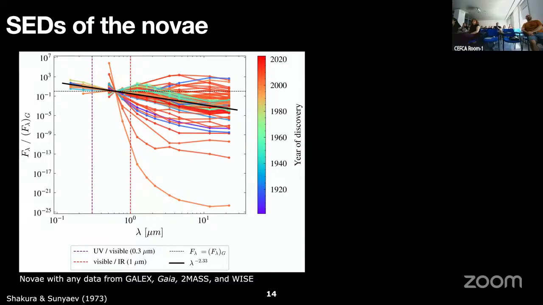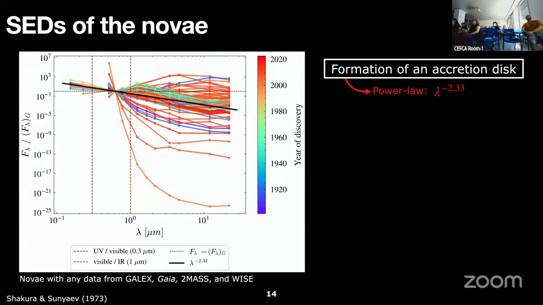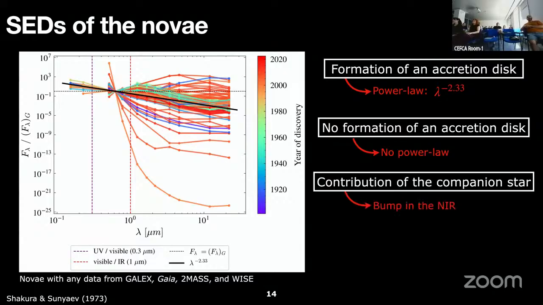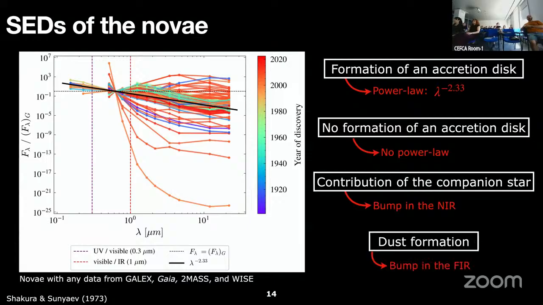First, we see that some of them follow this power law, and this means that they formed an accretion disk. And also, the novae that we know are not following this behavior have not formed an accretion disk, or not completely formed. Later we can also infer that some of them show this bump in the near infrared, meaning that we could be seeing the contribution of the companion star. And finally, we can also see that some of them have a little rise in their far infrared, meaning that they could have formed dust.